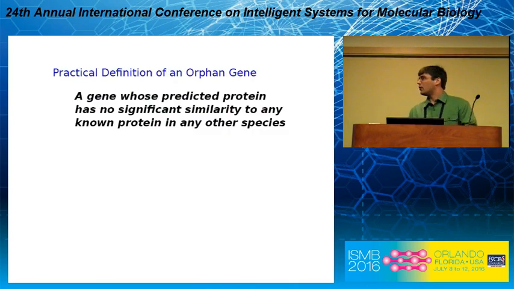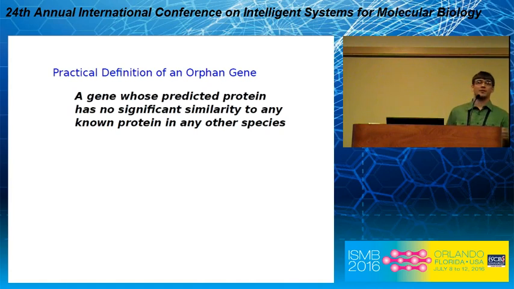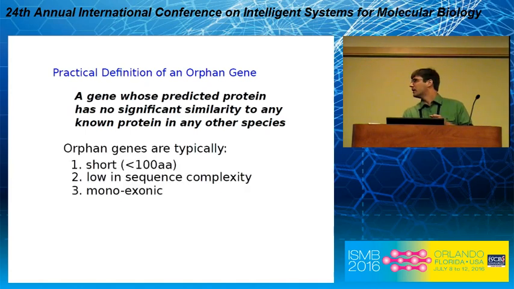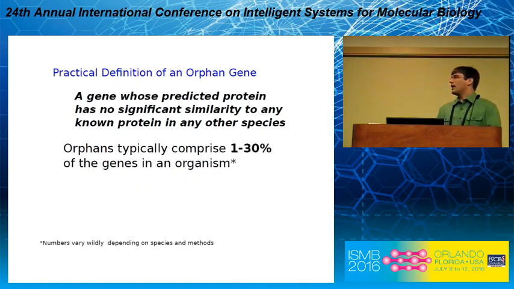So our practical definition of an orphan gene is a gene whose predicted protein has no significant similarity to any known protein in any other species. Basically, you can't really find them in BLAST. Orphan genes are typically short, simple, and usually monoexonic. And they comprise between 1 and 30% of the genes in an organism.